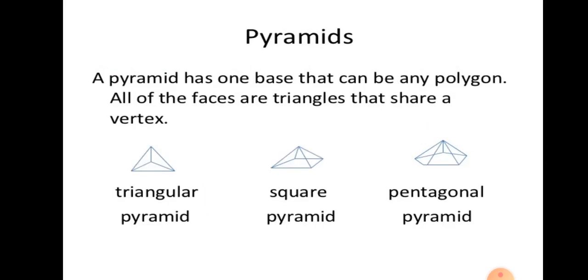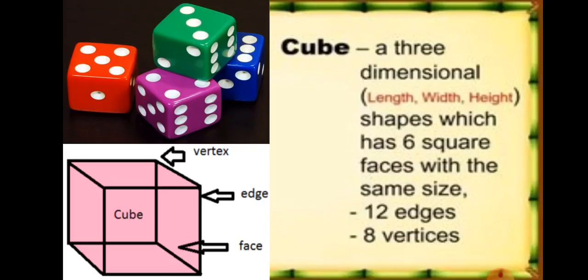So, pyramids. A pyramid has one base that can be any polygon. All of the faces are triangles that share a vertex. So here are the samples: square pyramid, pentagonal pyramid, triangular pyramid.